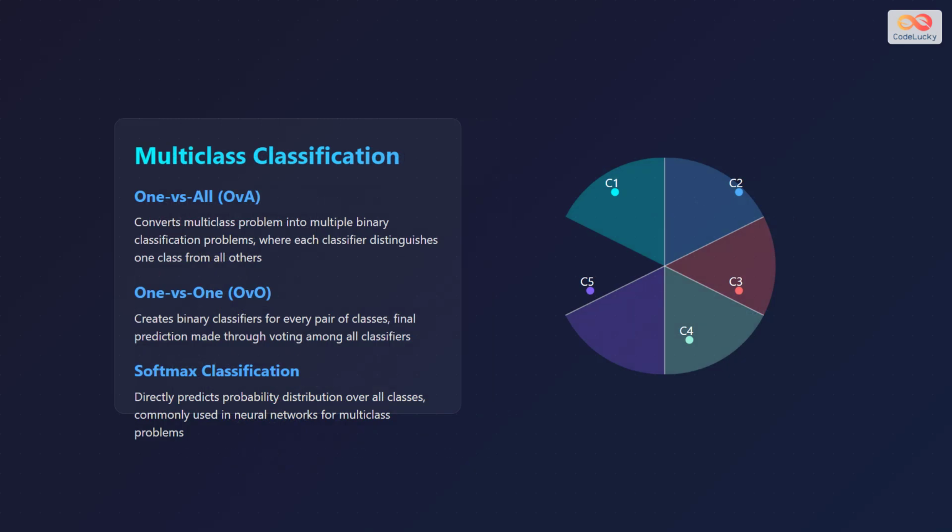Here are some strategies to handle multi-class classification problems. First, one versus all or OVA converts the multi-class problem into multiple binary classification problems. Each classifier distinguishes one class from all the others. Second, one versus one or OVO creates binary classifiers for every pair of classes. The final prediction is made through voting among all classifiers. Third, softmax classification directly predicts the probability distribution over all classes. This method is commonly used in neural networks for multi-class problems.